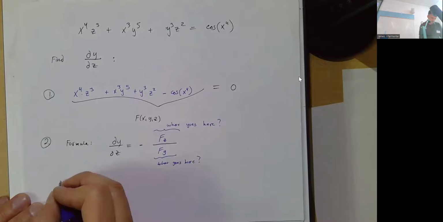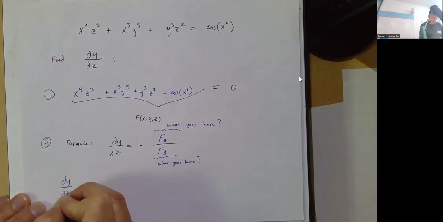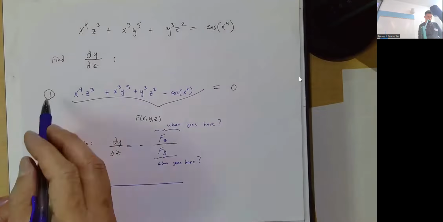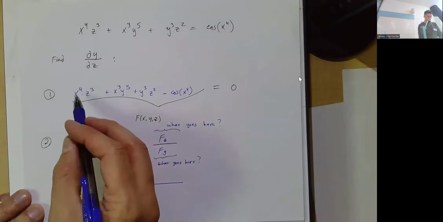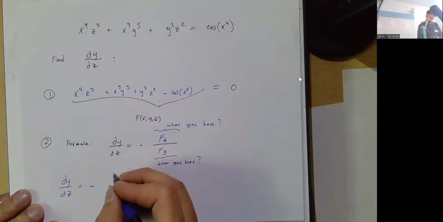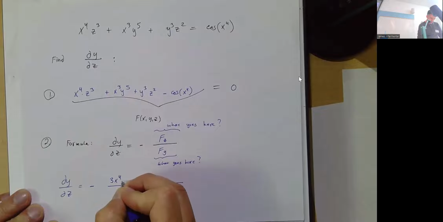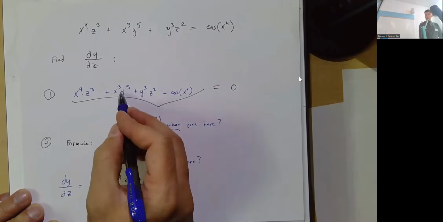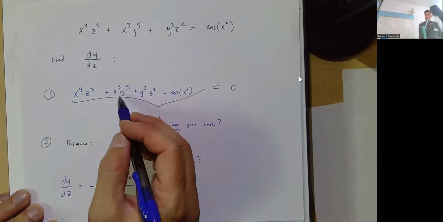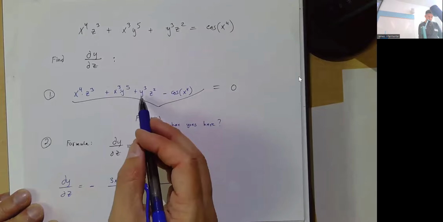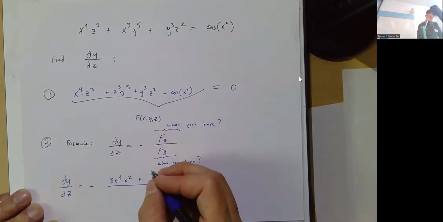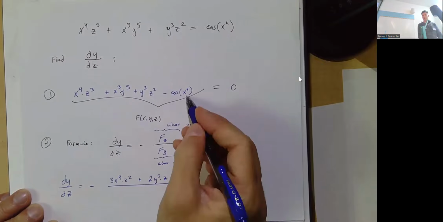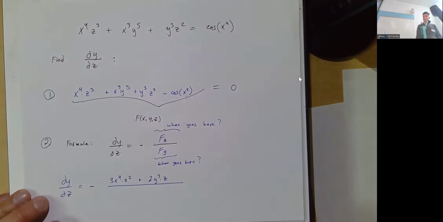So now we're going to get del y del z equal to negative. Looking at this here, the partial of f with respect to z, I'm going to get x to the fourth times 3z squared, or 3x to the fourth times z squared, plus 0, because in the derivative of x cubed y to the fifth, there's no z's there. And the derivative of y cubed z squared is going to be 2y cubed times z. And the derivative of cosine of x to the fourth is 0 as far as z is concerned.